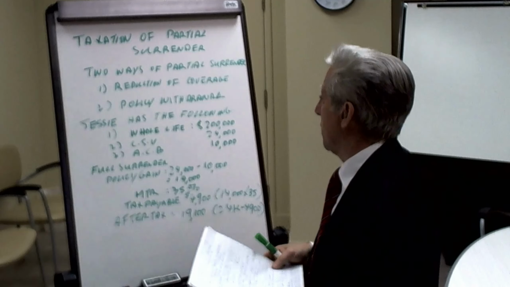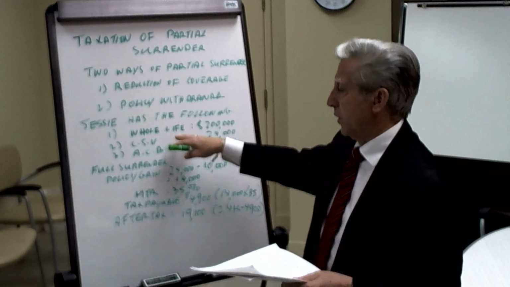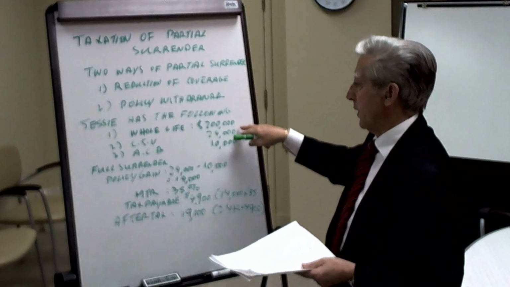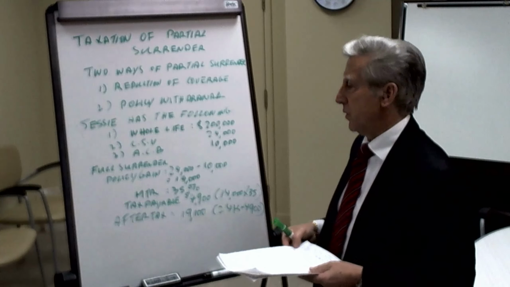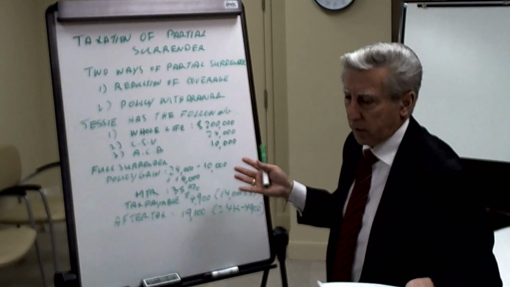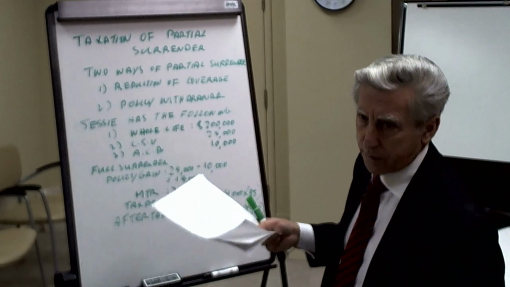So let's say in our example here, we've got Jessie, and she has the following type of policy. She's got a whole life, whether it's par or non-par doesn't really matter. Her coverage is $200,000. She has a cash surrender value of $24,000, and her ACB is $10,000. So that's essentially what it comes down to. And she's saying, I want out. I want to cash the whole thing in.